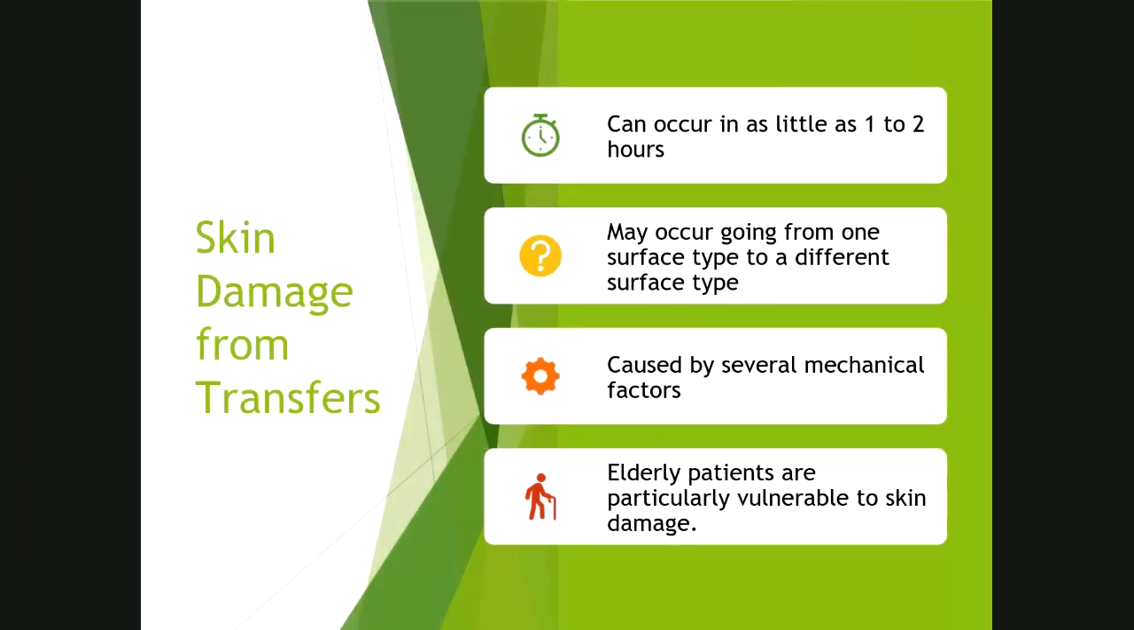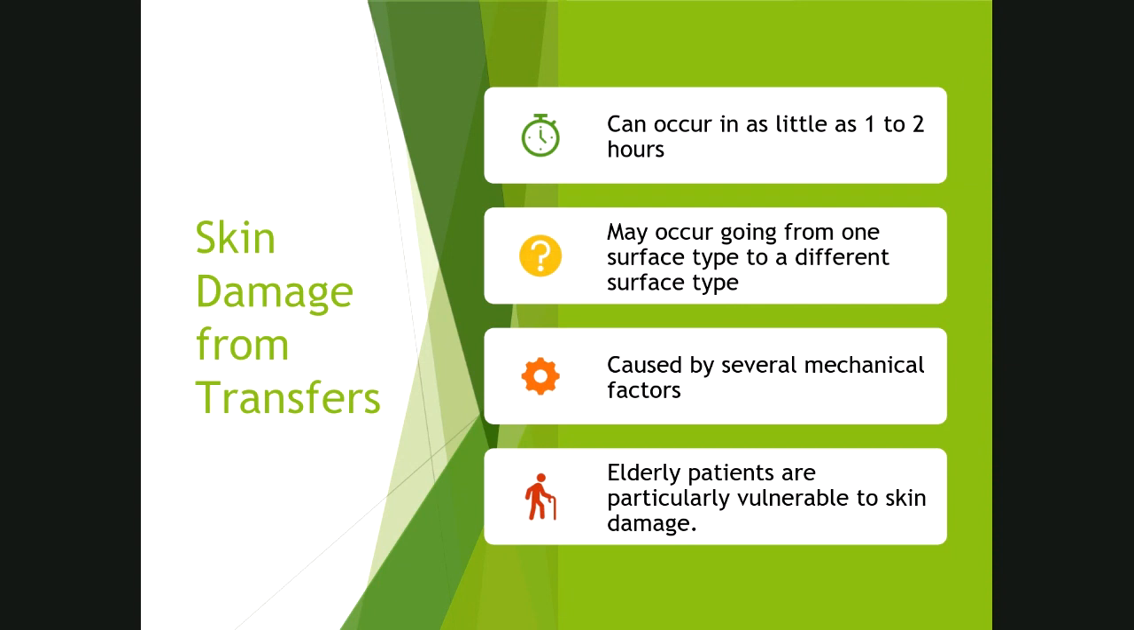This is something that is not in your book, but it is important. Skin damage that happens from transferring patients. All right, this can happen. It can be immediate or evident up to 1 to 2 hours later. It occurs typically going from one surface type to a different surface type. So maybe you're going from the sheets on the stretcher over to the x-ray table, where the tabletop is usually slick, but a completely different surface than a sheet.